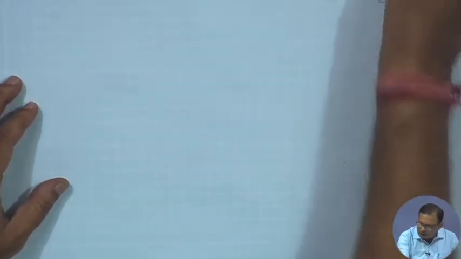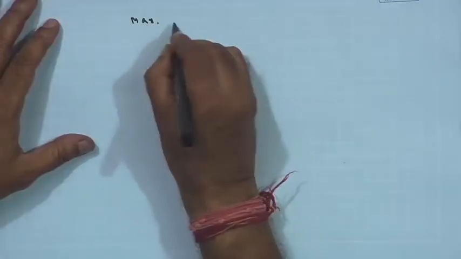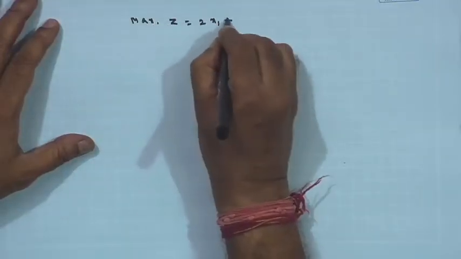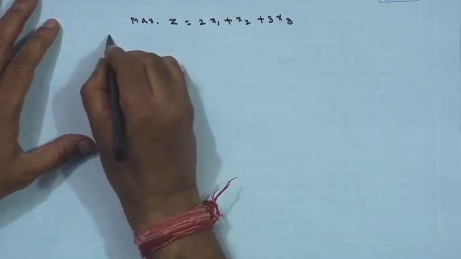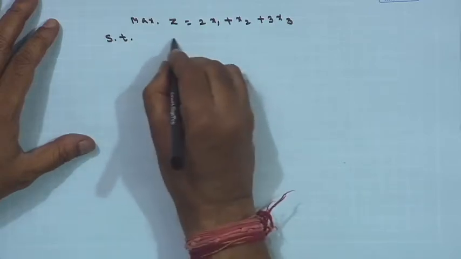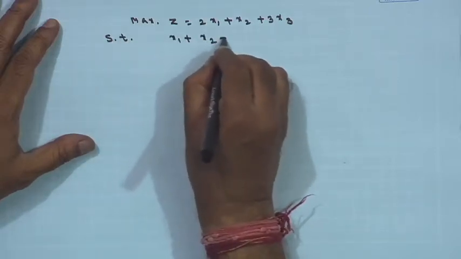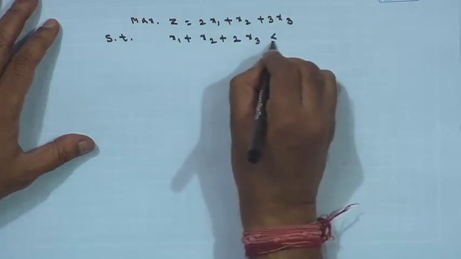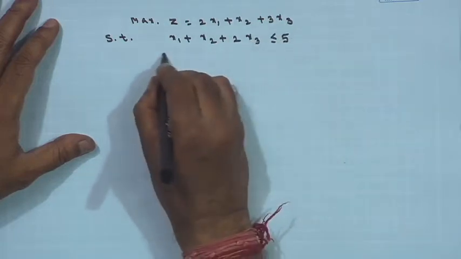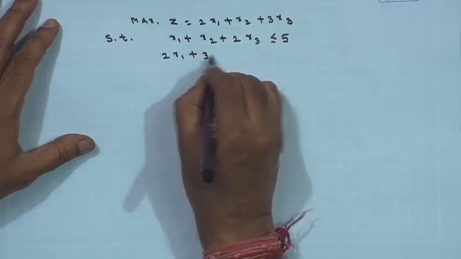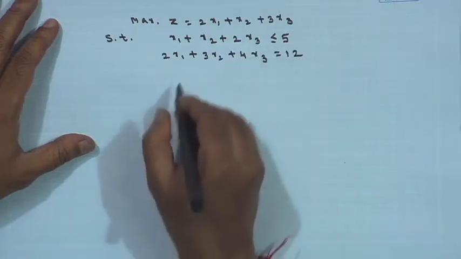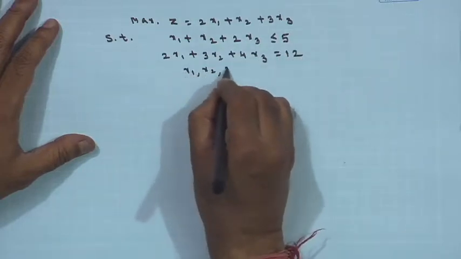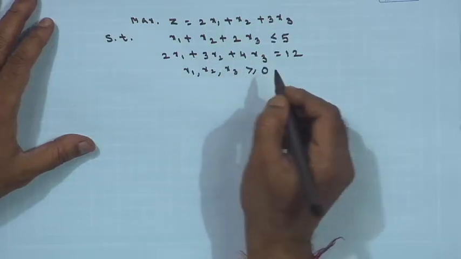Let us take one more example, with an equality sign, so that you can solve the problem by this: maximize 2x1 plus x2 plus 3x3, subject to x1 plus x2 plus 2x3 less than or equal to 5, 2x1 plus 3x2 plus 4x3 equals 12, and x1, x2 and x3 are greater than or equal to 0.